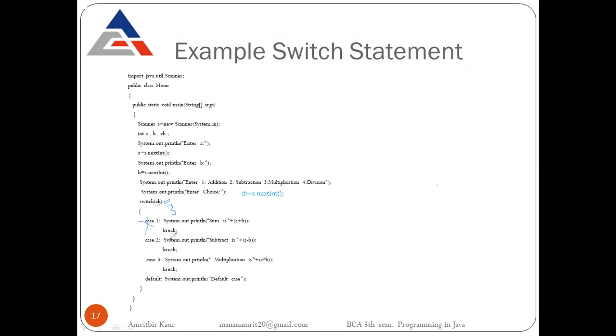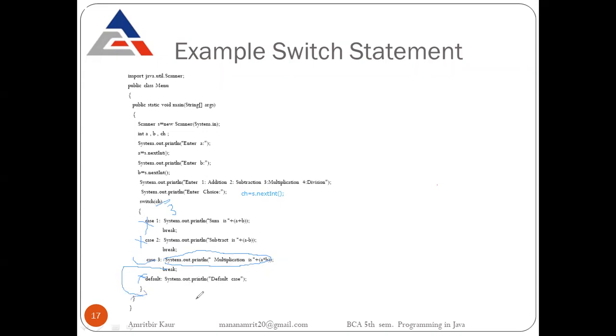And then case 2 will be checked, but our value is 3, so this case is also false. Then case 3, and our value is also 3, so this case will be executed, and in the block the multiplication result will be displayed to the user. Here is break, so that's why the controller will not go to the next block, because break skips the control outside the body block.